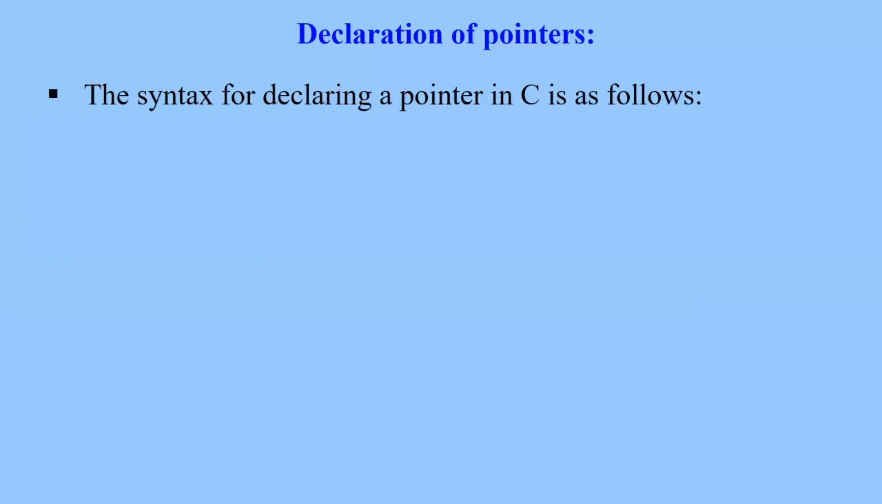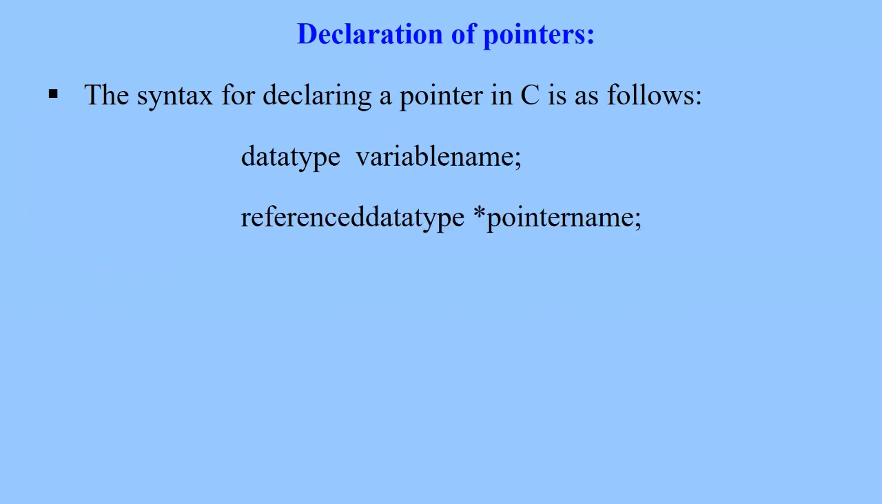Let's now look at how we declare pointers. Declaration of pointers. The syntax for declaring a pointer in C is as follows. Data type followed by variable name and a semicolon. Then referenced data type, the referencing operator, pointer name. For example, int score.